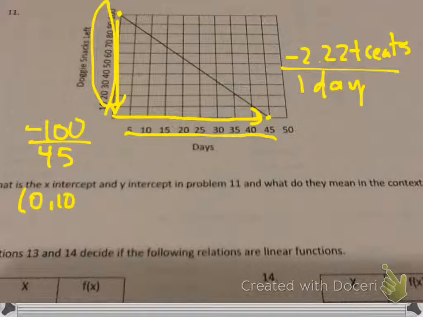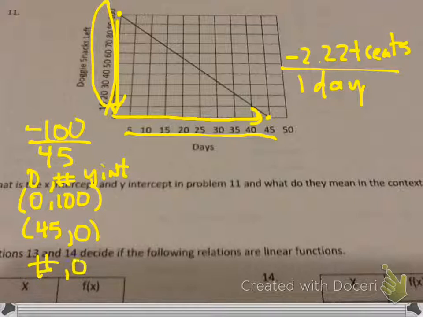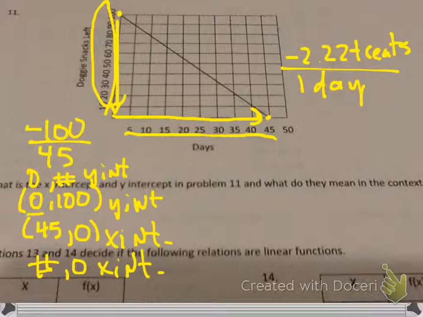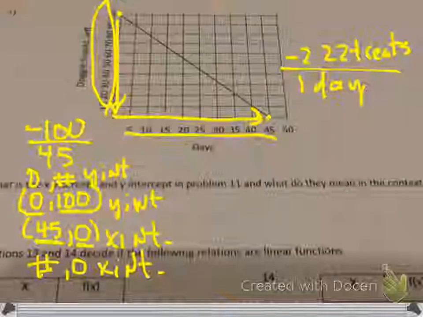Now, the X and Y intercepts. Here's 0, 100, and then 45, 0. You should remember that 0, comma, a number is the Y-intercept. Number, comma, 0 is the X-intercept, and that's something to add to the note card. So this is the Y, this is the X, and what do they mean? That means at the beginning, 0 days, I have 100 treats left. At 45 days, I have 0 treats left. You should make sure you understand what those intercepts mean, because you will get questions on that.